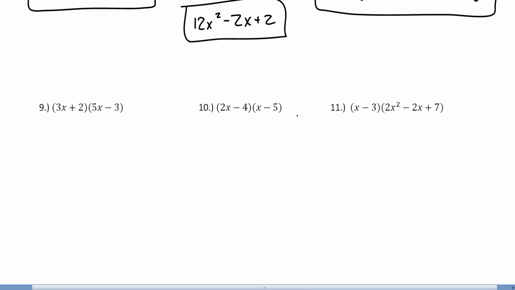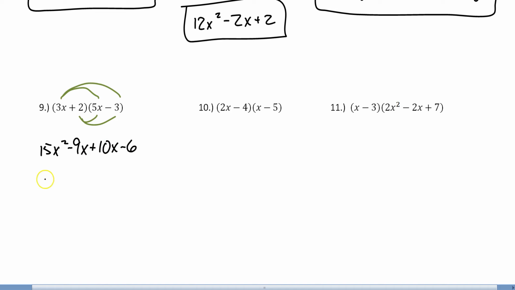The next one we have to distribute or FOIL. If you're doing FOIL, it's the first, outside, inside, last. Either way, we're going to do this in the same order. I would just think of it as distributing each term. So I'm going to distribute the 3x to each of these, and then I'm going to distribute the 2 to each of these. Okay. When I distribute the 3x, that gives me a 15x squared and a minus 9x. When I distribute the 2, that gives me a 10x and a minus 6.